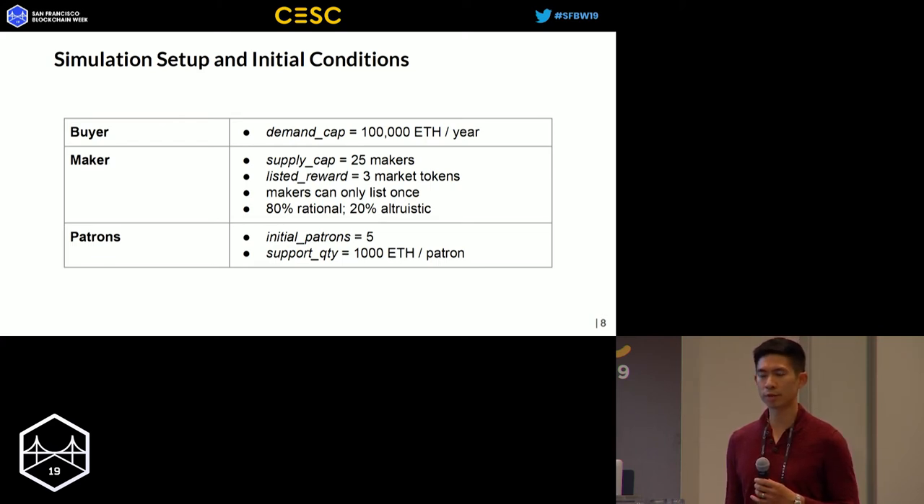And so we can model the different maker agents in aggregate, but we can have different parameterizations of individual maker agents. And so we assume that the listing reward is 3 market tokens, makers can only list once, and we assume that 80% of the makers are rational using the utility function we defined in the previous slide, and 20% are altruistic, meaning they will just list and then never withdraw their tokens. And for patrons, we assume that there are 5 initial patrons that are contributing 1,000 Ethereum per patron.